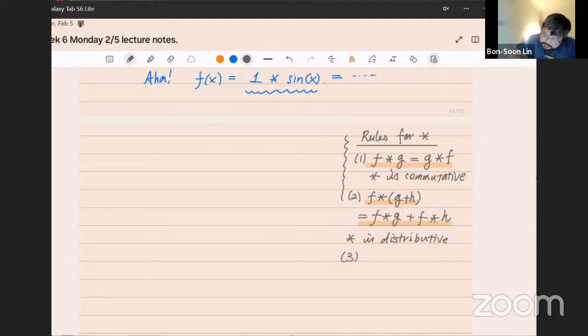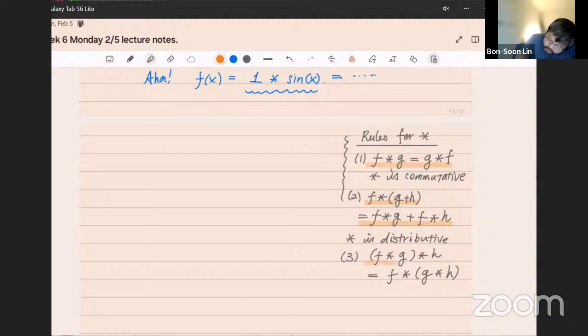Property number 3, it gets better. In multiplication, this star also shares something with multiplication. It goes like this: f star quantity g star h is equal to f star quantity g star h. Ooh.